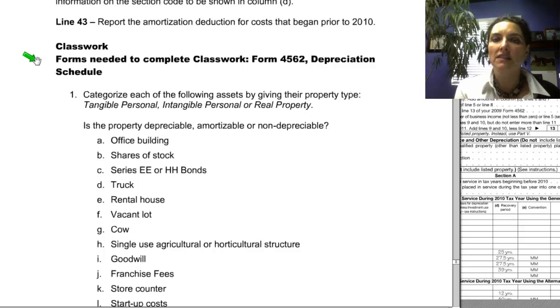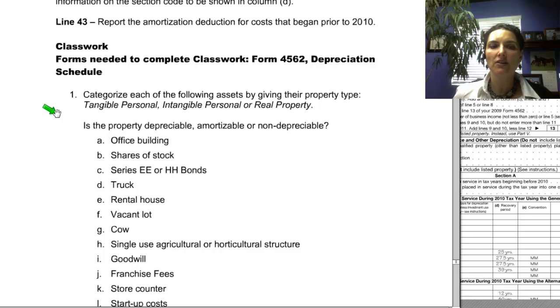So this concludes the lecture portion of Session 14 on depreciation, and it's time to really start trying to absorb some of the information that I've given you today. And I'd like you to begin with your classwork assignment. Your classwork assignment is a multi-part assignment, and the first part is to categorize the following assets as tangible personal, intangible personal, or real property.